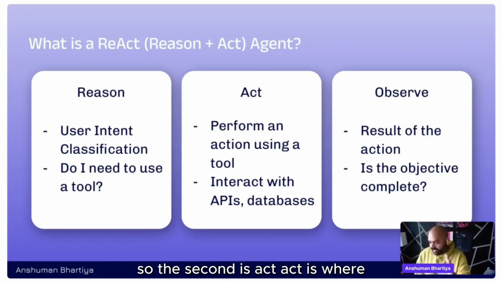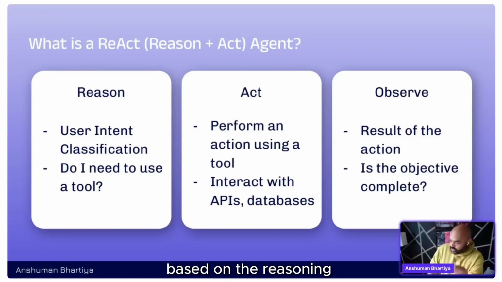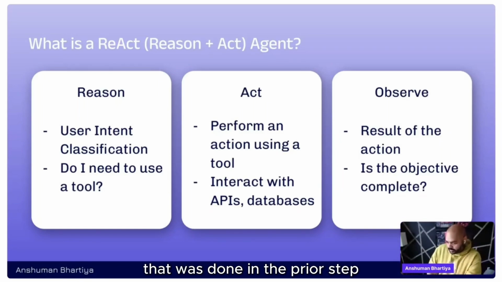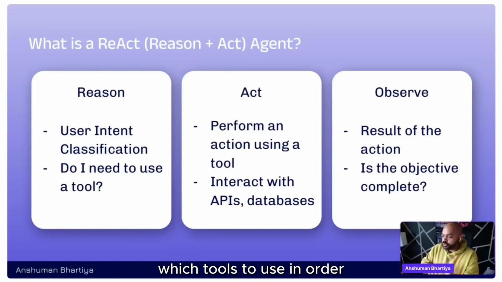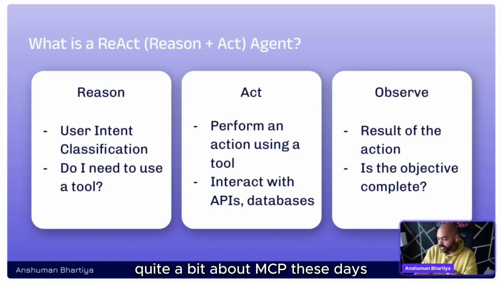The second is act. Act is where, based on the reasoning that was done in the prior step, the agent decides which tools to use in order to achieve its objective. So, like I mentioned, if there are other APIs, AWS and whatnot, we've been hearing quite a bit about MCP these days, or Model Context Protocol.